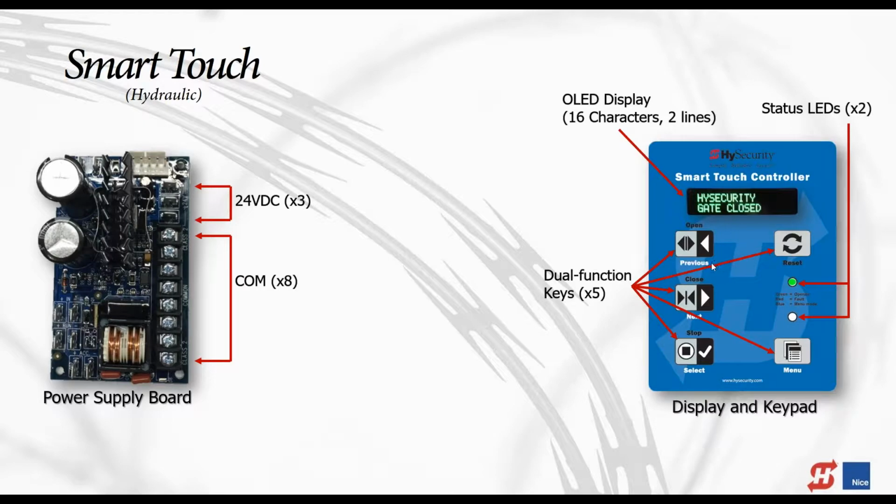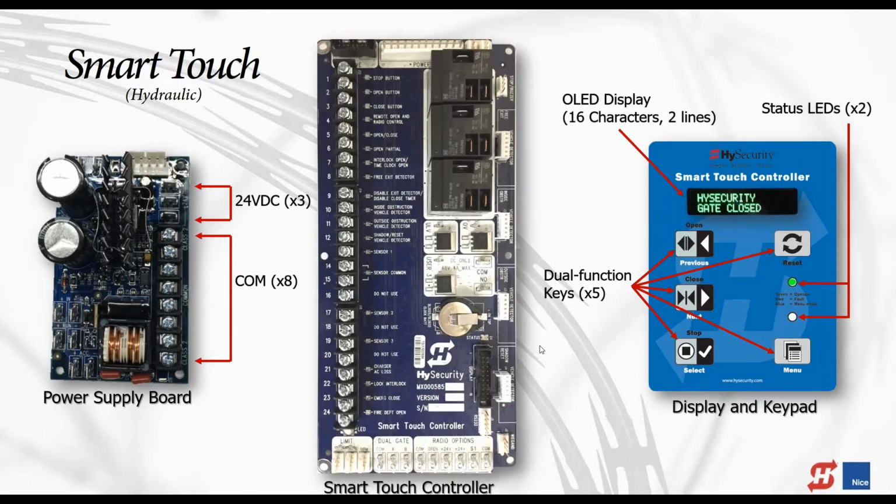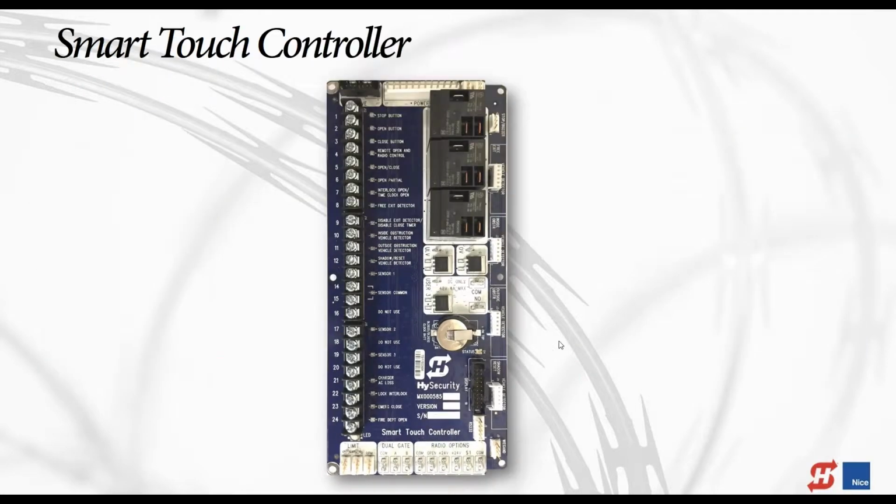Here's the HyNet display and keypad. That's an OLED display, 16 characters, 2 lines. We have a couple status LEDs there, and we have 5 dual function keys, right? Dual function means that in run mode, I press open, it opens the gate, press close, it closes the gate. But if I press that little menu key, which is in white, you see the white letters there, then the keys are in a different mode, right? Previous, next, and select. So that's it for the keypad, and now here's that Smart Touch controller, and we're going to look a little bit closer at that Smart Touch controller itself.